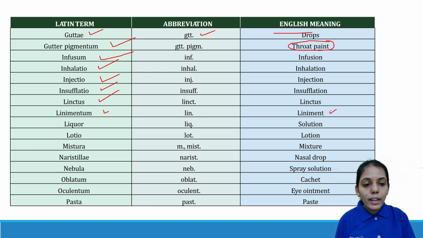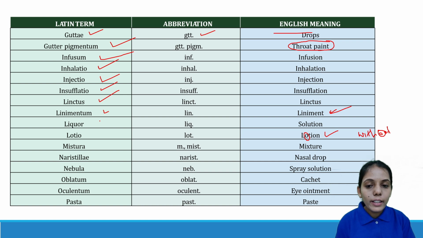Now one more thing here. We have already seen liniment and lotion. They have to be applied on the skin, on the unbroken skin. The only difference between liniment and lotion is that liniment we have to apply with rubbing, and lotion we have to apply without rubbing. So lotion you can remember, it contains the letter O, like without. So the difference is that liniment has to be applied with rubbing and lotion without rubbing.